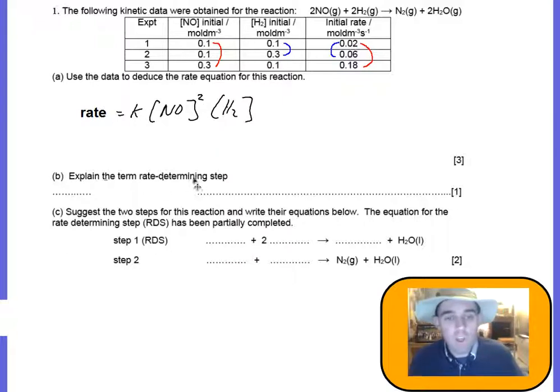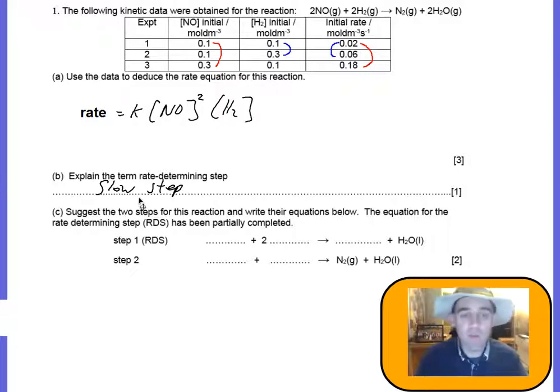So we want to find the rate determining step, but what is the rate determining step? It's the slowest step. The slowest step determines the rate of the whole reaction. So if we can work out what the slowest step is, we can work out a lot about the kinetics, about the mechanism of the reaction.